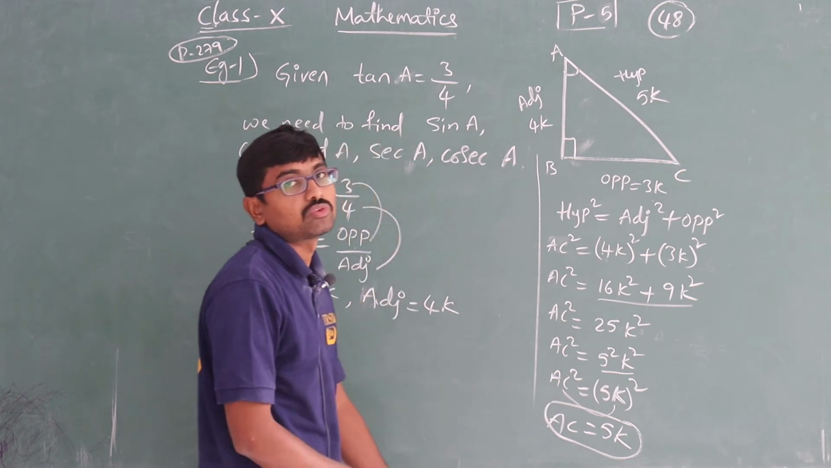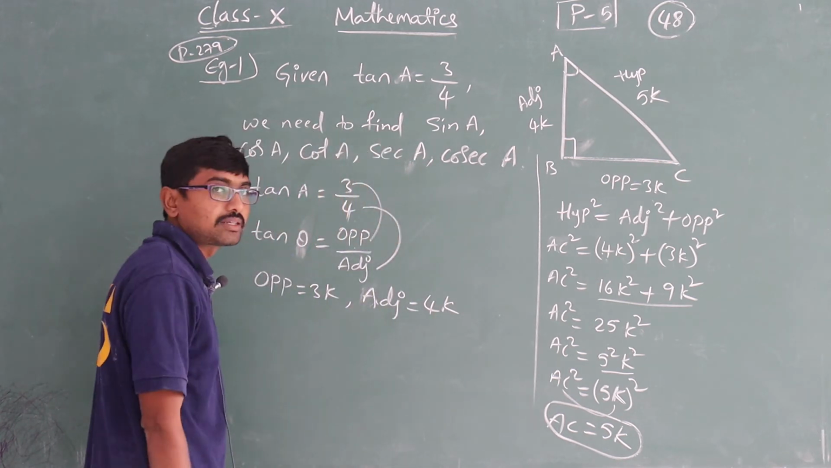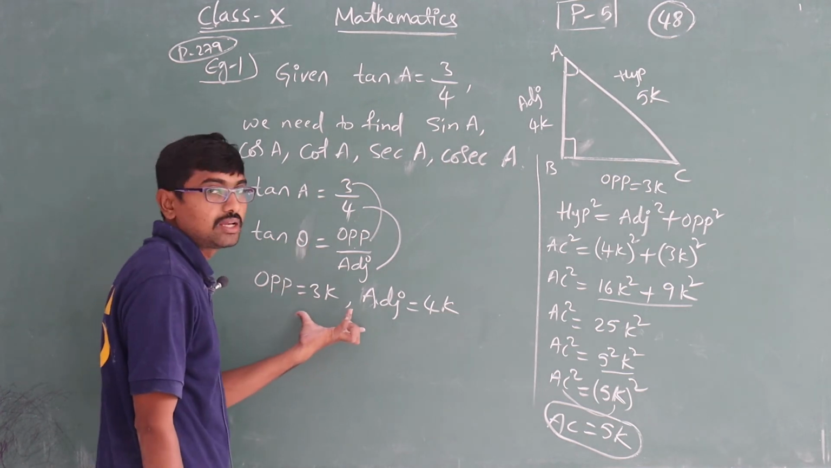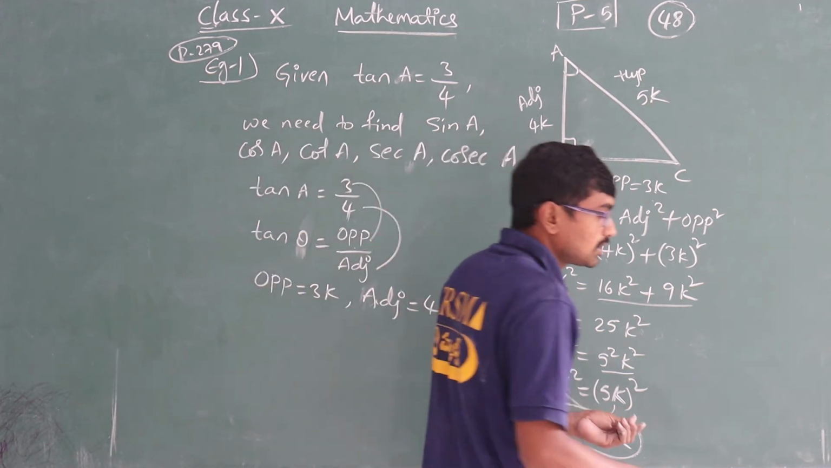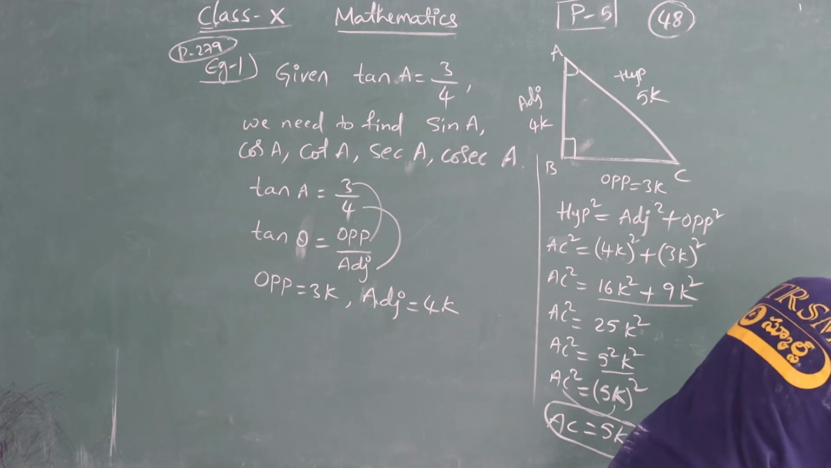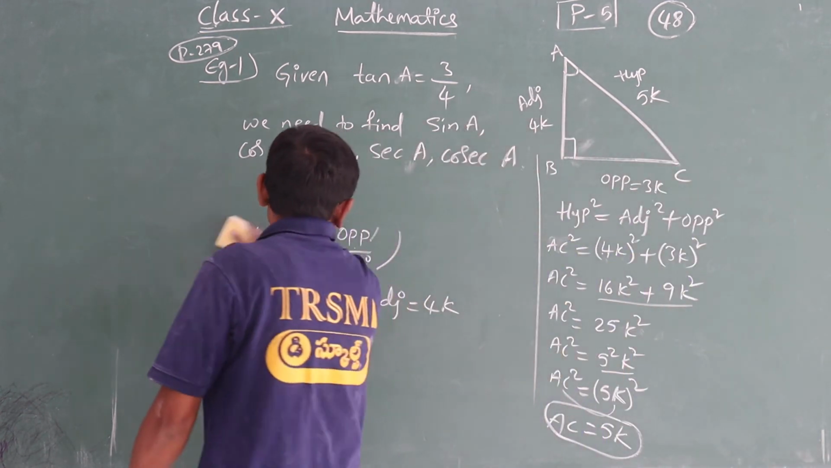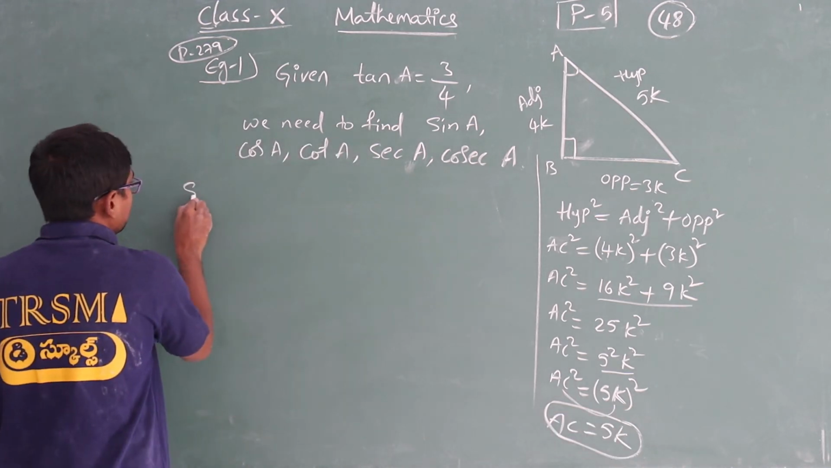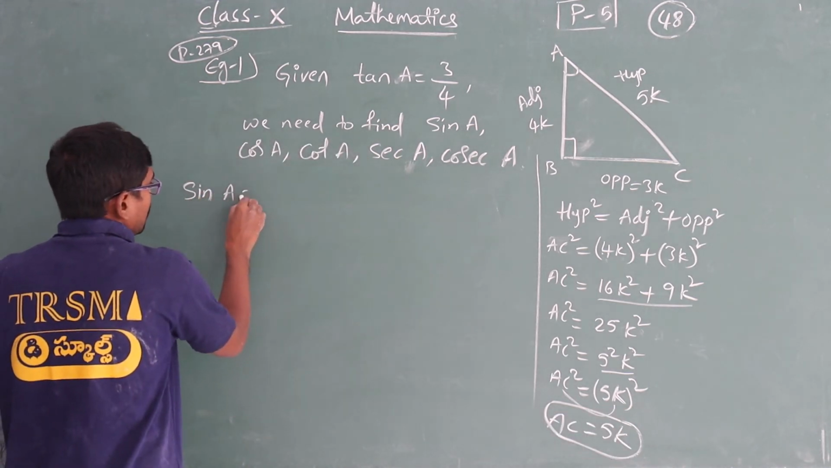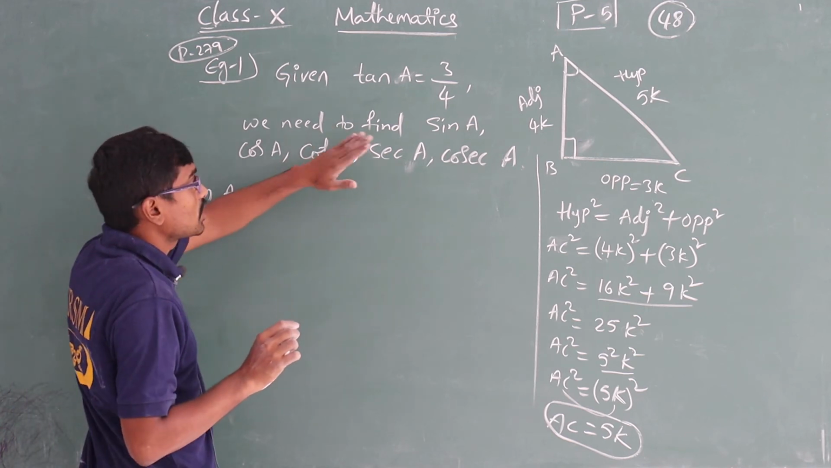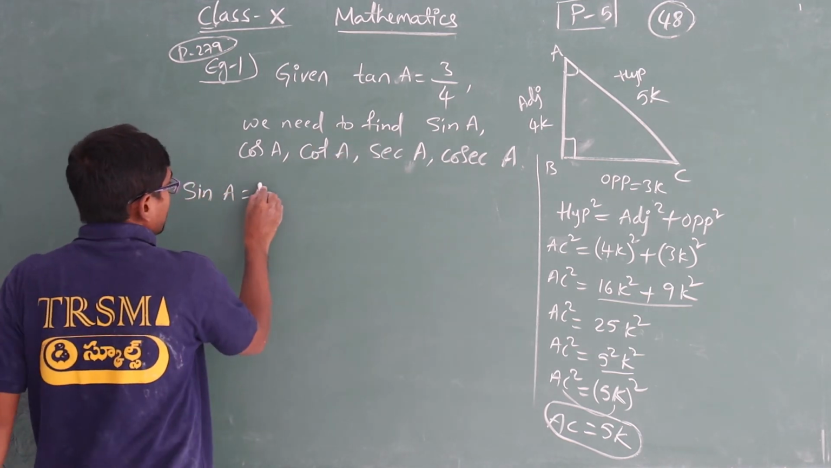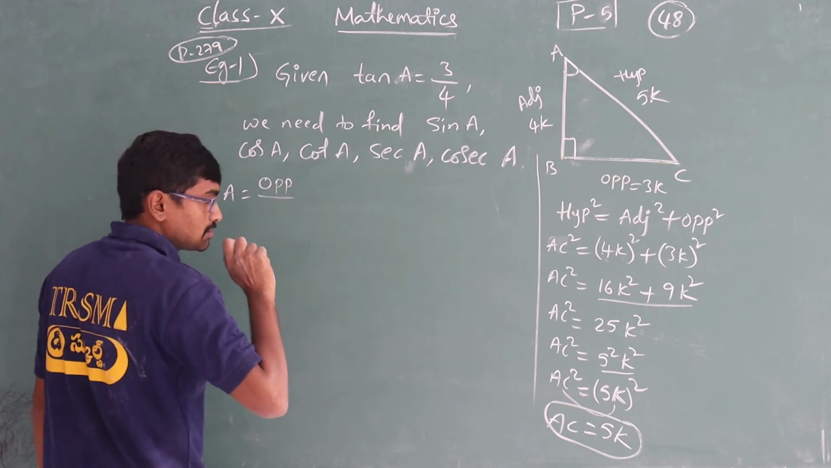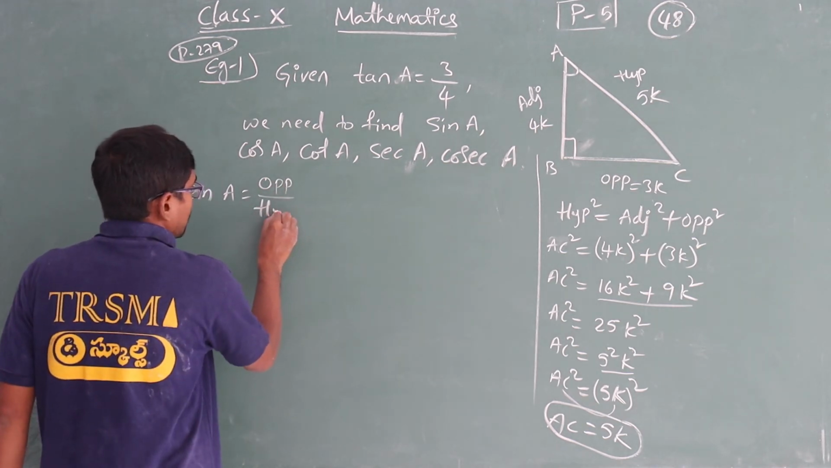Now what I have to do? I have to find all the trigonometric ratios. Okay students, hope you all understood this. Okay, I am erasing this to write all the other trigonometric ratios. Now coming to all trigonometric ratios, that is first sin A. Acute angle does not change, it is constant here. So what is the formula for sine? Opposite side divided by hypotenuse side. Am I right?